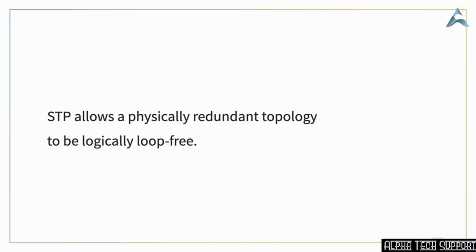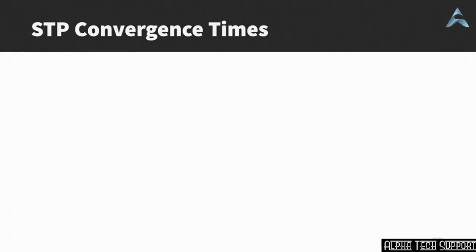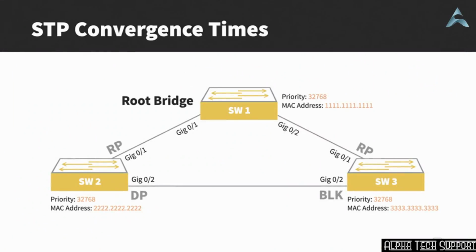We know that spanning tree protocol is going to allow us to physically have a redundant topology while giving us a logical loop-free topology, and it does that by blocking one or more ports in the topology. In this example, switch SW3 is blocking on port gig 0/2, and that blocking port can transition to a forwarding state if the root port on SW3 were to go down. The question we want to answer in this video is, how long does that take?